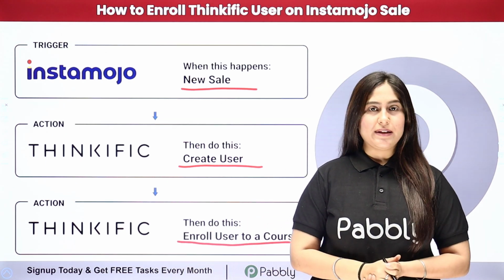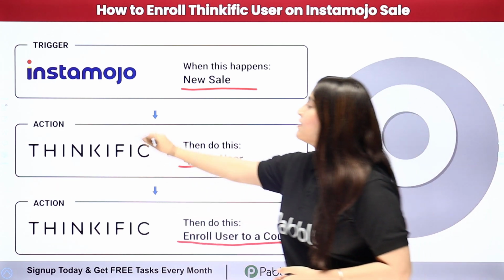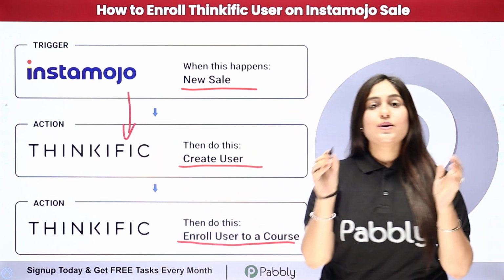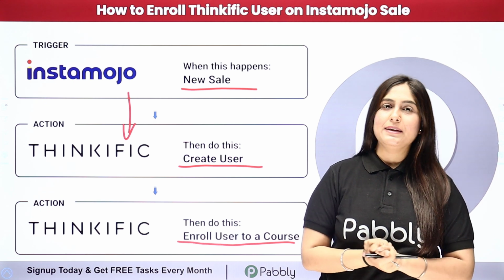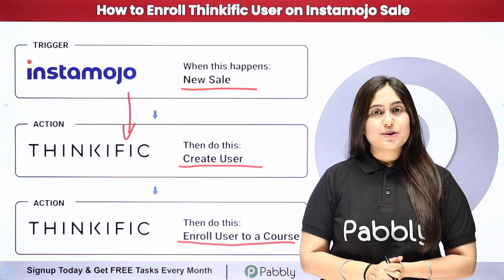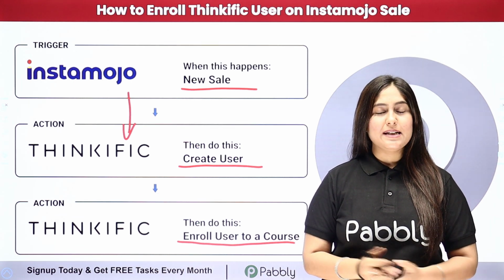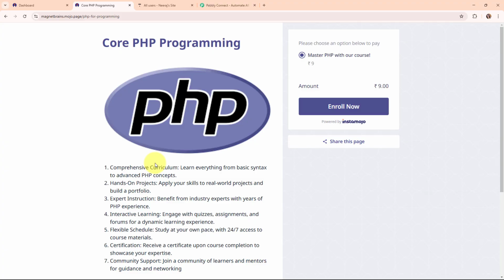So now here to automate the entire process, I need to connect my Instamojo with my Thinkific account using an automation software named Pabbly Connect. So to see the working of this automation and to learn this process step by step, let me take you to my screen. Welcome to my screen.